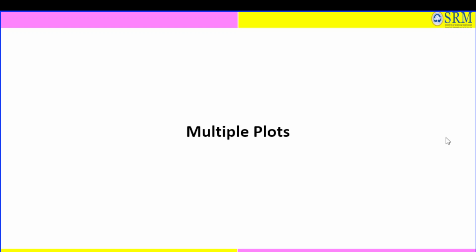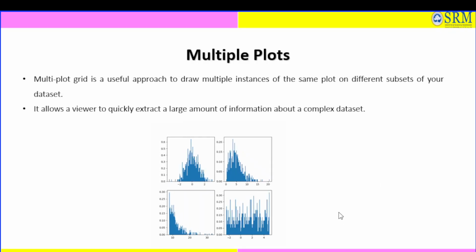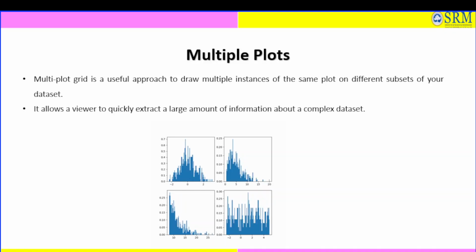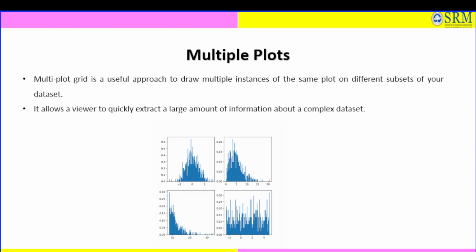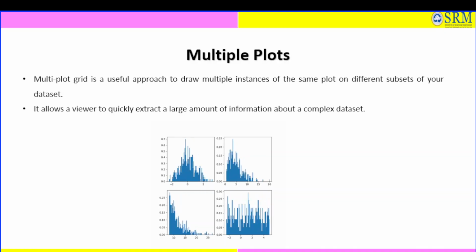Good morning. Today's topic is about multiple plots. Multiple plot is nothing but dividing a single region into multiple sub-regions where you can have multiple different plots, and how these plots are going to work on different subsets of your data set. A multi-plot grid is a useful approach to draw multiple instances of the same plot on different subsets of your data set so that the viewer can extract a large amount of information about a particular data set.